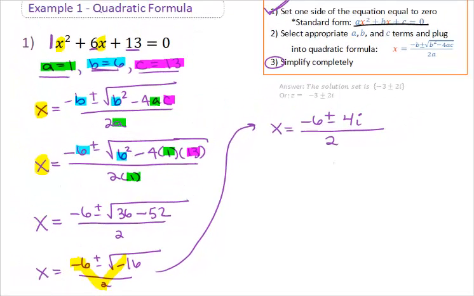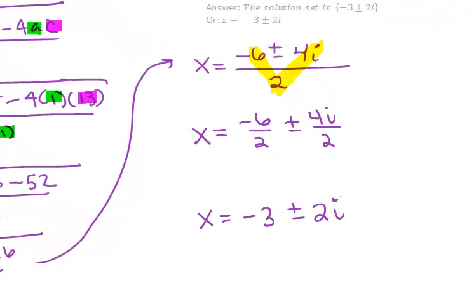So here what I'm going to do is split it up this way and split it up that way. And that's going to emphasize that you have to divide everything by 2. So it's x equals negative 6 over 2 plus or minus my 4i over 2. So that gives me x is equal to negative 3 plus or minus 4 divided by 2 gives me 2, and then I just carry down my i.